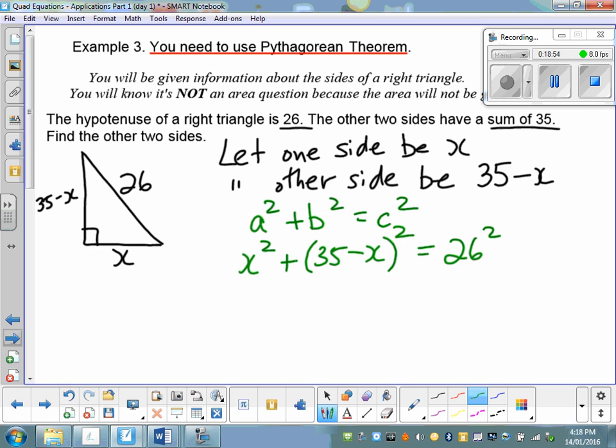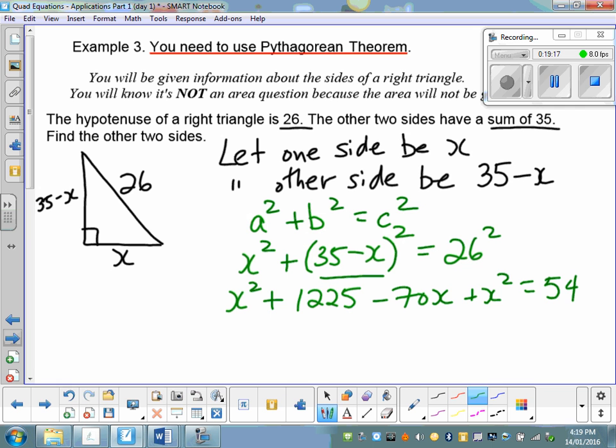And now we expand and simplify and move everything to one side. So this is going to be x squared. If you need to write this bracket out twice and do FOIL, you can do that. Either way, you should end up with 1225 minus 70x plus x squared. And on the other side here, we get 540.